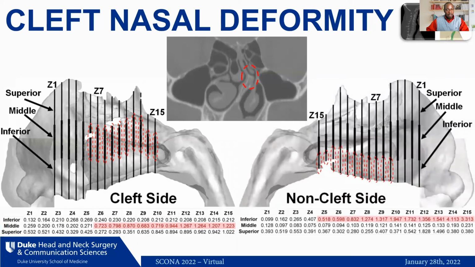On the non-cleft side, the identified sites of greatest obstruction are along the inferior segment. This corresponds to the region with enlarged inferior turbinate, as shown on the CT image in yellow outline.